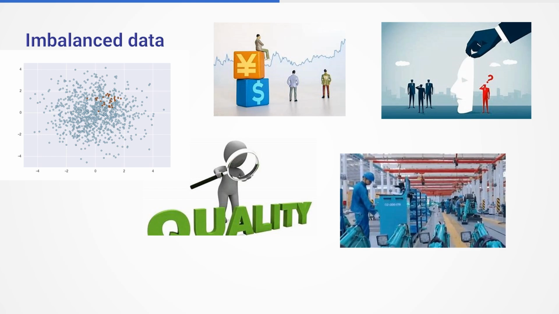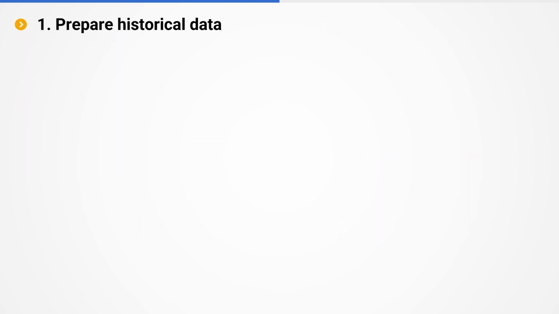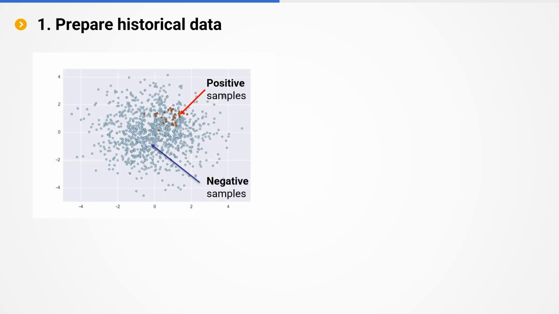All of these rare phenomena occur at a very low rate. But once they occur, large losses will result. In this practice, we will talk about how to use YModel to predict the occurrence of these phenomena. 1. Prepare historical data. In historical data, the records where the rare phenomena have occurred are called positive samples, and the rest are called negative samples.